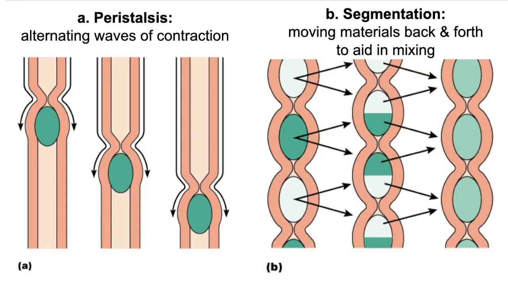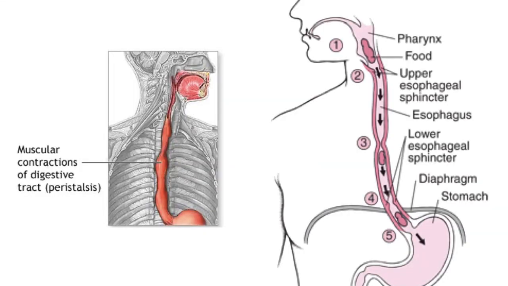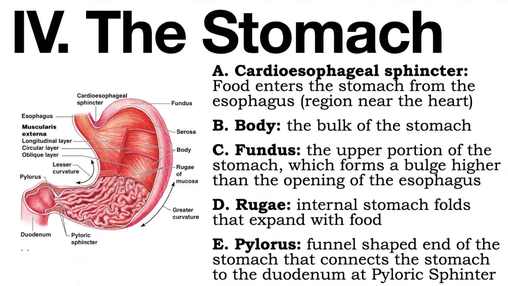There are two illustrations identifying peristalsis and segmentation. The esophagus moving the bolus down. Now let's move into the stomach. There are a couple terms that you do need to be aware of.